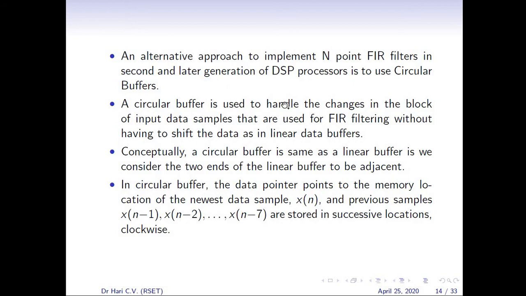An alternative approach to implement the N-point FIR filter in second and later generation DSP processors is to use circular buffers. A circular buffer is used to handle the changes in the block of input data samples used for FIR filtering without having to shift the data as in linear data buffers. Conceptually, a circular buffer is the same as a linear buffer if we consider the two ends of the linear buffer to be adjacent. In a circular buffer, the data pointer points to the memory location of the newest data sample x of n, and previous data samples x of n minus 1, x of n minus 2, etc. up to x of n minus 7 are stored in successive locations clockwise.